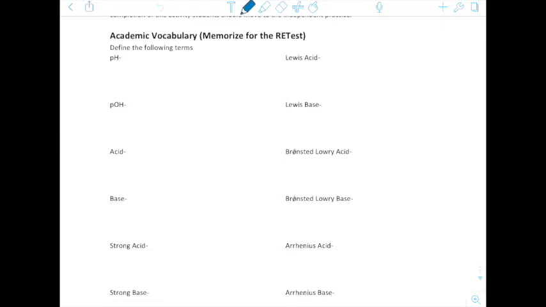Really, those two terms, pH determines whether something is going to be an acid or a base, and pOH is just the opposite of our pH. An acid is defined by anything that contributes to the pH of a solution. A base is anything that contributes to the pOH of a solution. A strong acid ionizes completely, meaning it donates all its hydrogens. A strong base also ionizes completely, and normally it donates all of its hydroxide ions.